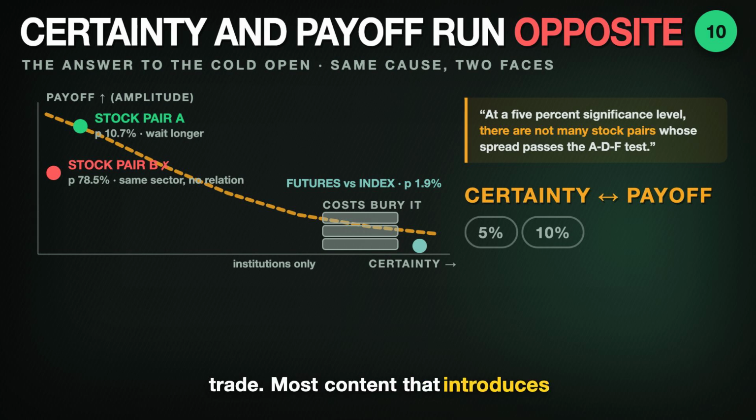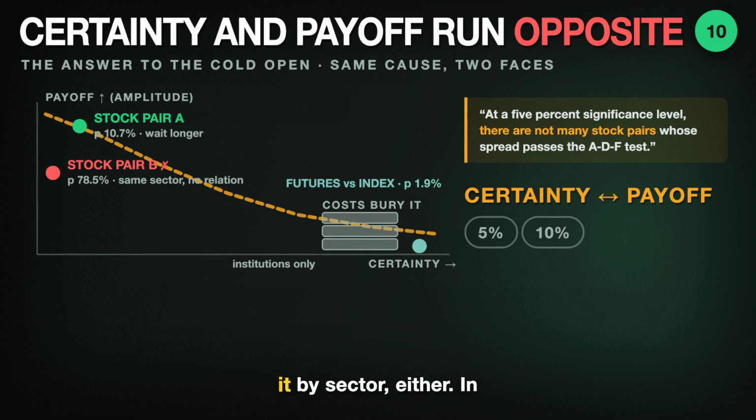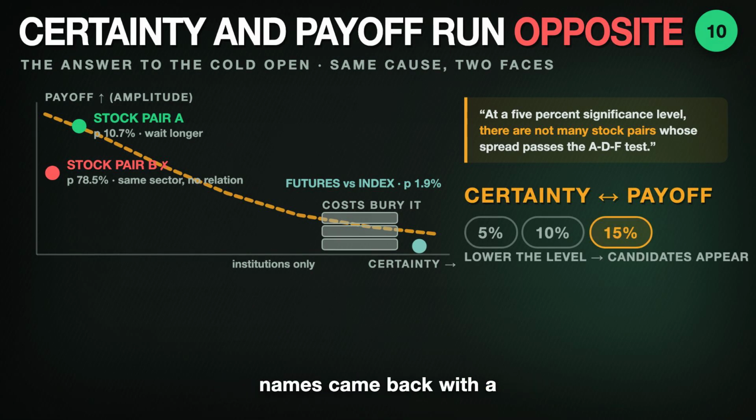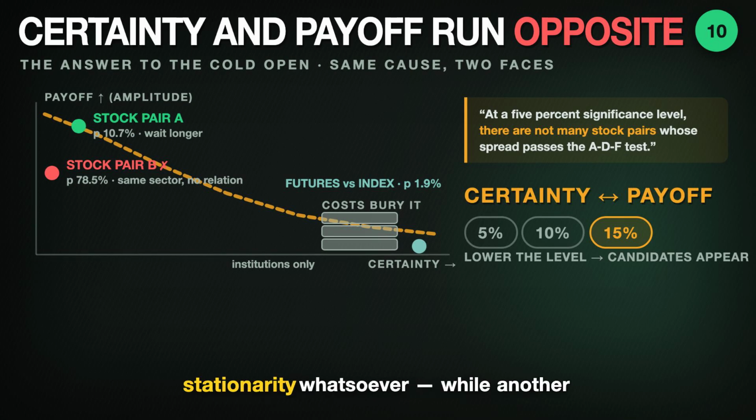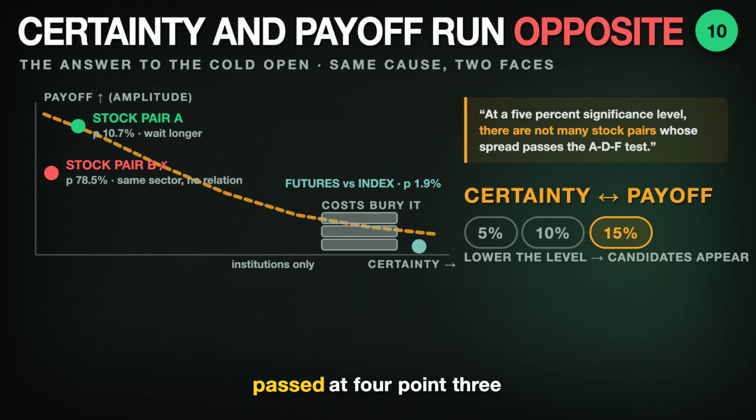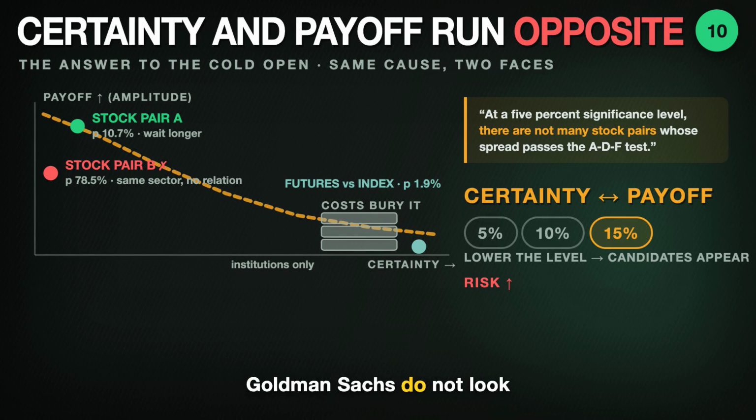Most content that introduces pairs trading will never say that sentence out loud. I am saying it, and you cannot pick your way around it by sector either. In his examples, two domestic retail names came back with a p-value of 78.5%, no stationarity whatsoever, while another pair from the same sector passed at 4.35%. In part 2, I said that JP Morgan and Goldman Sachs do not look alike even to the naked eye. This is the quantitative version of that.